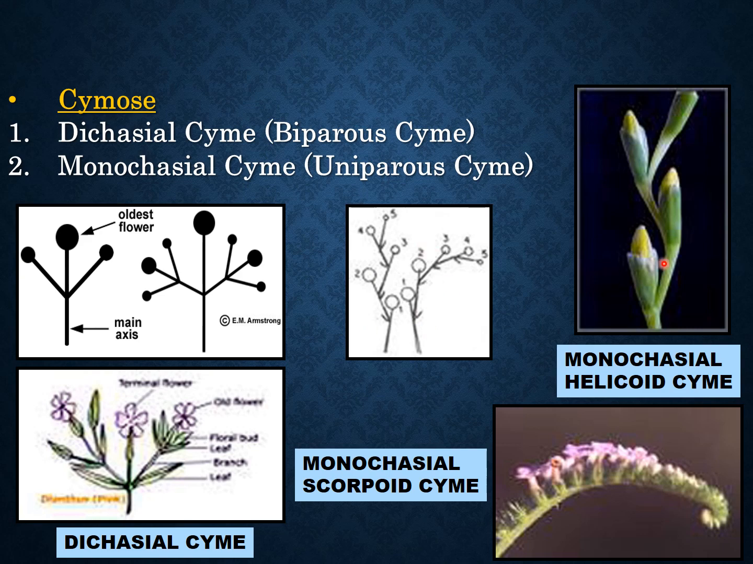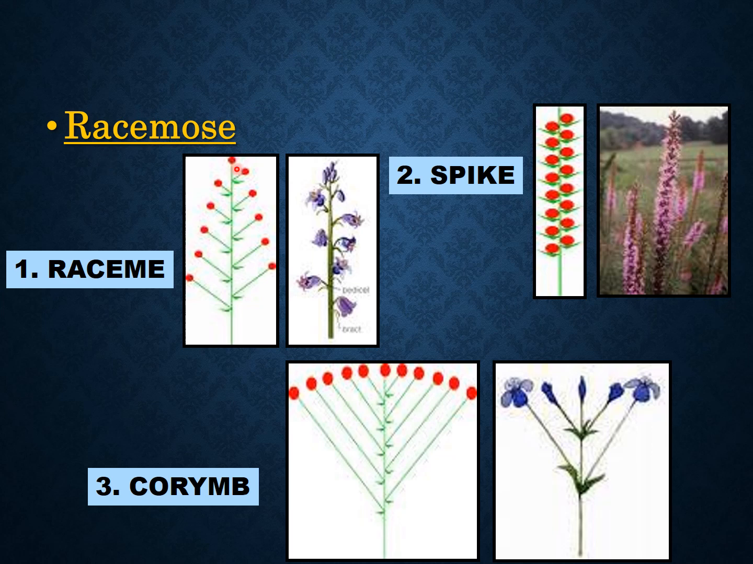In helicoid cyme, younger flowers are produced alternately, one right and one left, one right and one left. While in a scorpioid cyme, younger flowers are produced on the same side each time. In the young stage, this inflorescence remains coiled like the tail of a scorpion, so it is called scorpioid cyme, like this.